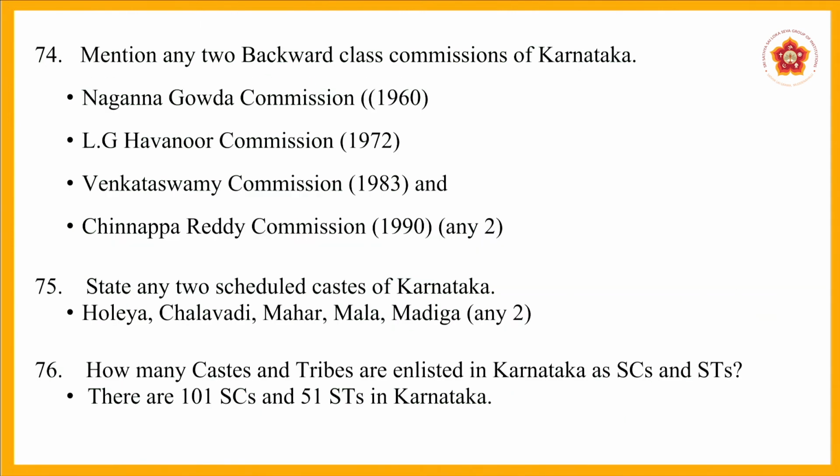Mention any 2 backward class commissions of Karnataka. So, out of these 4 you can mention any 2, and it is good to mention the year also. State any 2 scheduled caste of Karnataka. Again from these you can mention any 2. How many castes and tribes are enlisted in Karnataka as SCs and STs? So, there are 101 SCs and 51 STs in Karnataka.